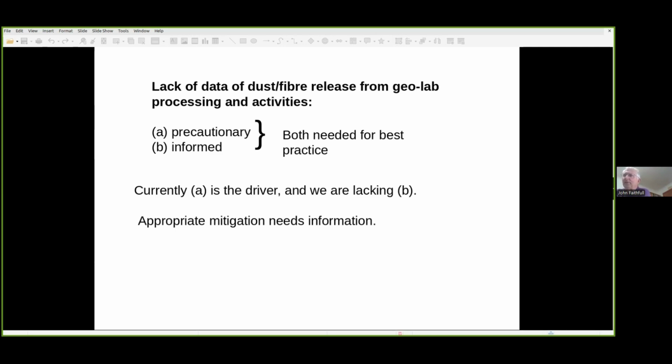Currently, our health and safety managers and so on are requiring a precautionary approach, but we do not have the information to do that correctly. And any appropriate mitigation and risk management needs information about this. And I think there is not really any way around that.